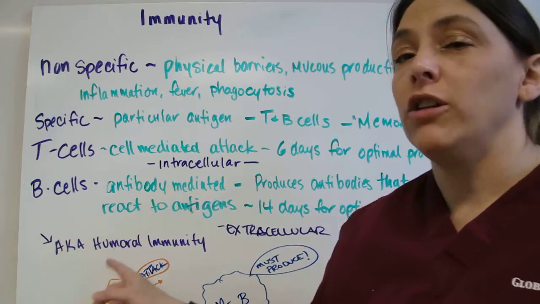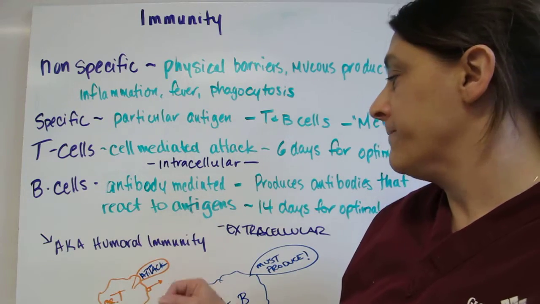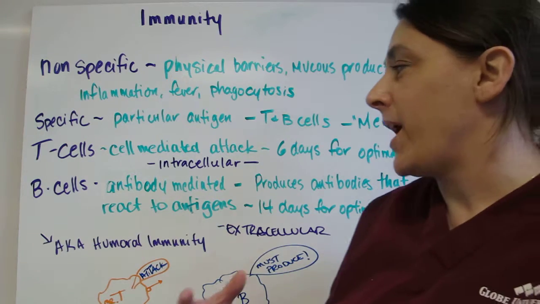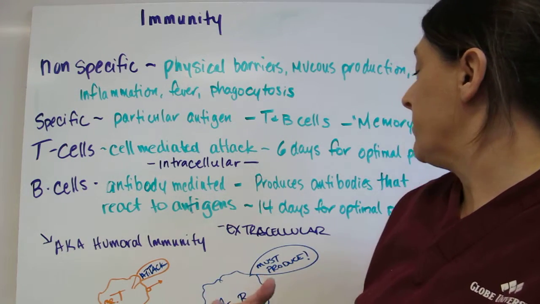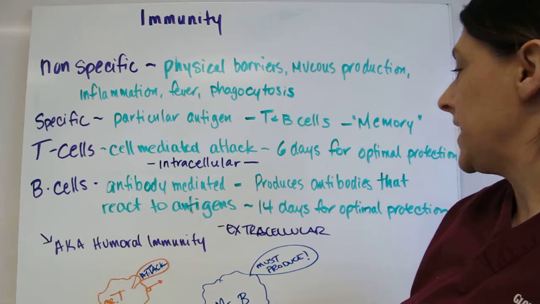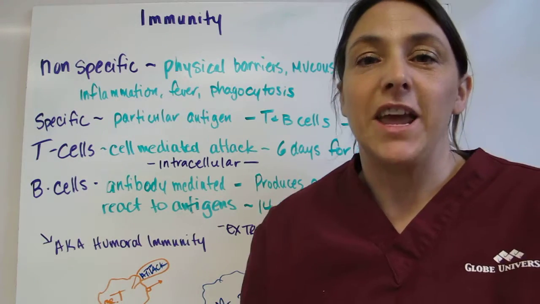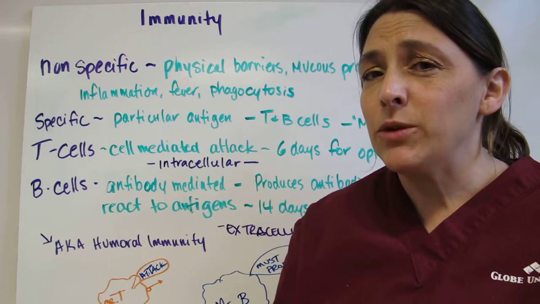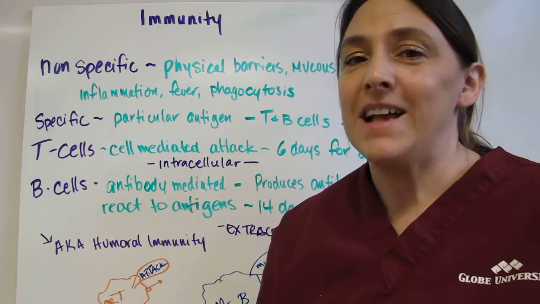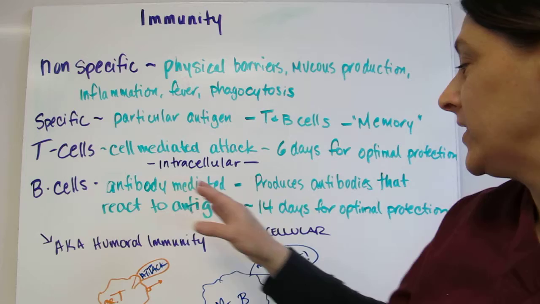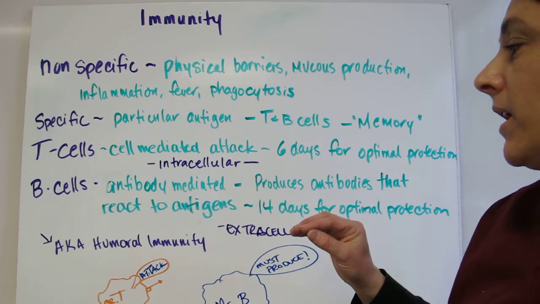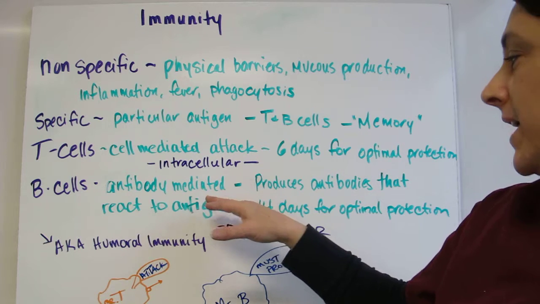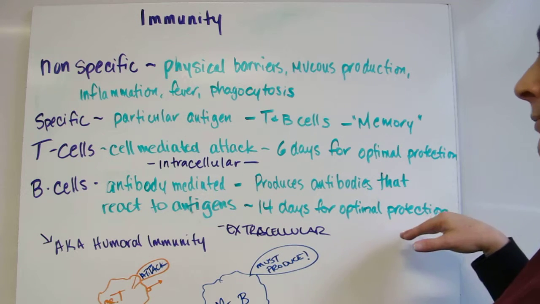This is also called humoral immunity. And basically what this is, it's antibody mediated. So your body produces antibodies that react to different antigens. Okay. This takes about 14 days of immunity, but this is a longer lasting immunity. So specific cell, or B cells, which is antibody mediated, takes about 14 days for optimal protection.